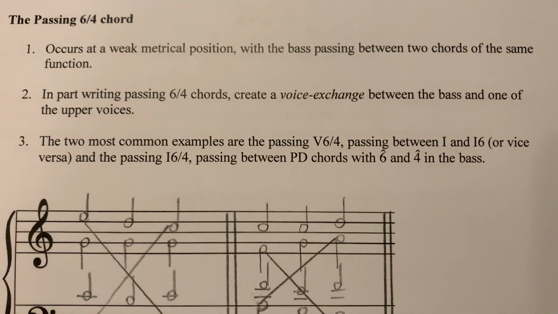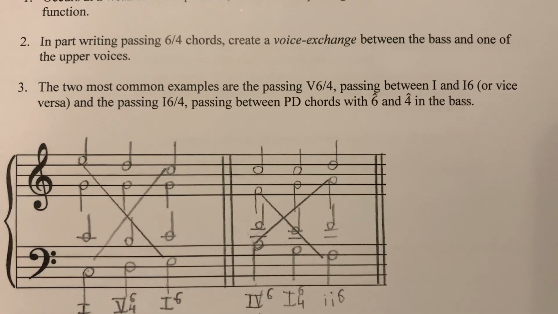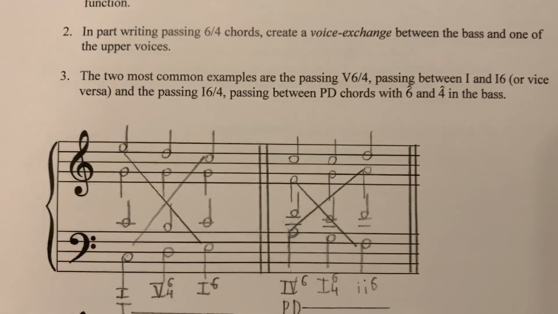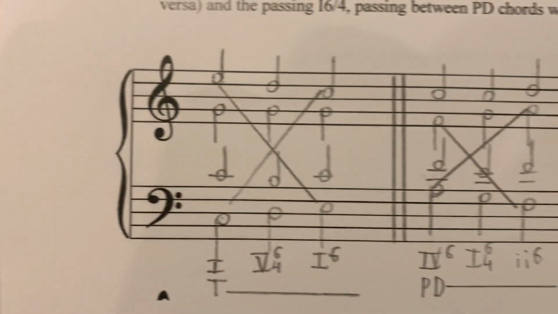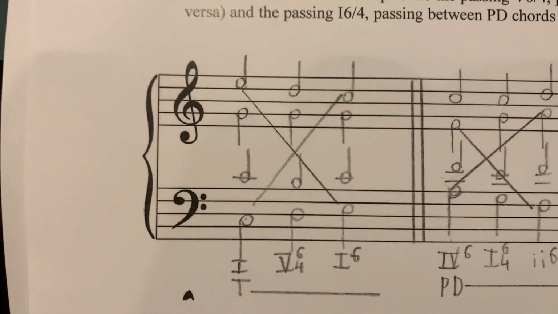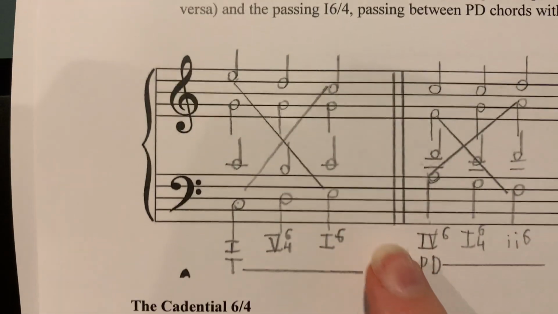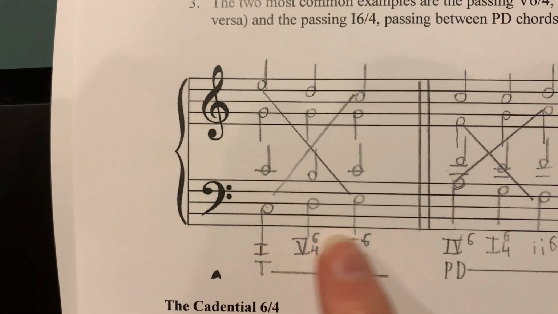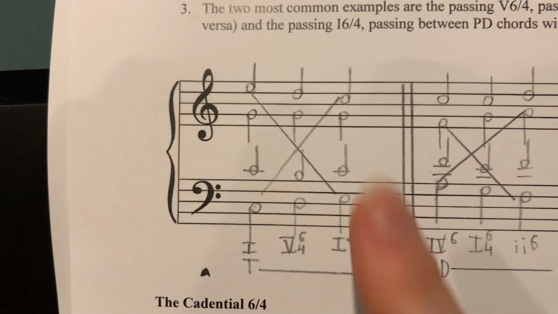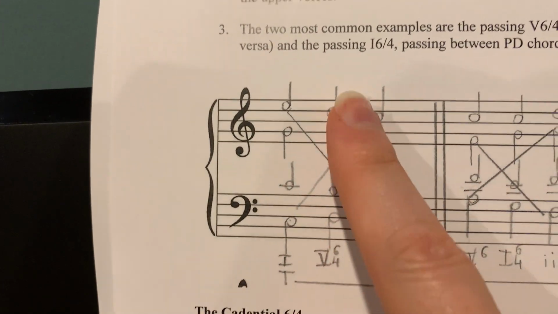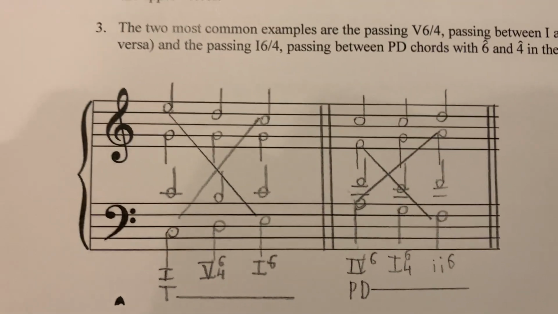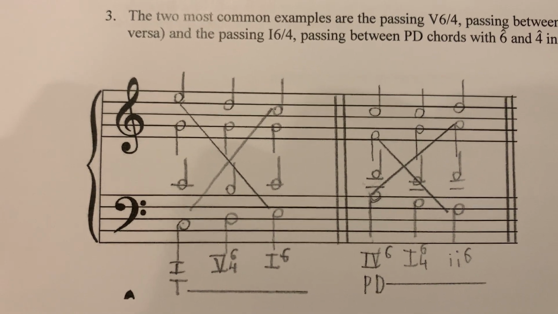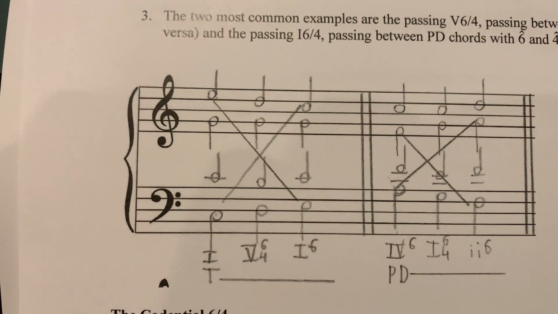In part writing these ones, number 2, you're going to create a voice exchange between the bass and one of the upper voices. Now, this first one we already covered actually in the lecture on tonic prolongation. But notice how I create, here I have a passing 5/6/4 between 1 and 1/6. So the bass passes, and notice how I create this voice exchange. That's where we get the doubling there, is from the voice exchange. And this is one option here, which is the passing 5/6/4, and that's creating a tonic prolongation. Let me play that one for you.